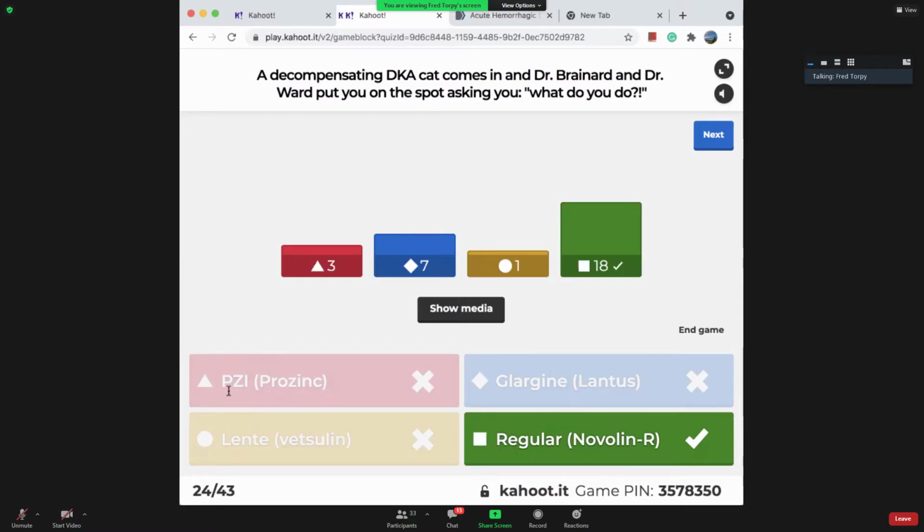And then Prozinc, the whole point is it's bound up with zinc, so it's kind of precipitated. So it's going to be absorbed much slower too. And Glargine is similar.